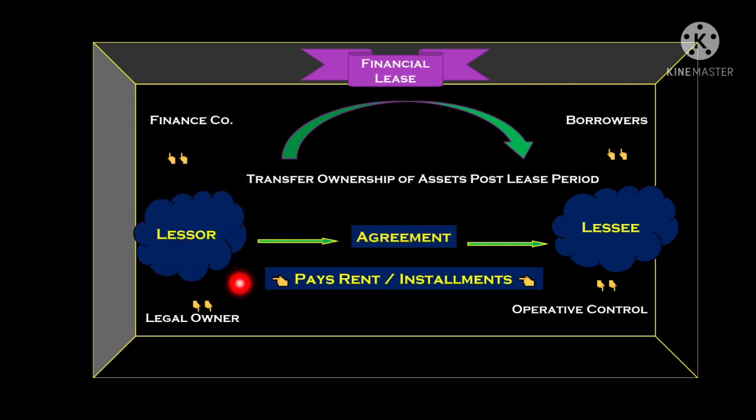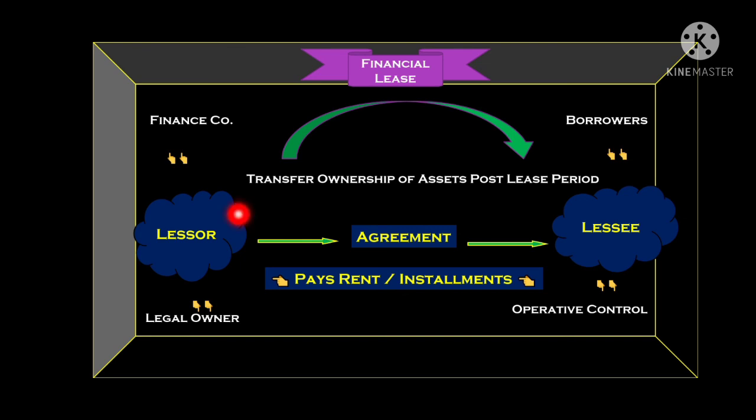The lessor would be the legal owner of the goods or machine, whatever it is, which is providing such finance, or we can say that it is a finance company which is providing the finance facility. Whereas the lessee is the borrower, which is borrowing such a loan. Also we can call it operative control, meaning though the lessor would be the legal owner of that machinery, the operative control will be in the hands of the lessee. So you need to remember that, right?